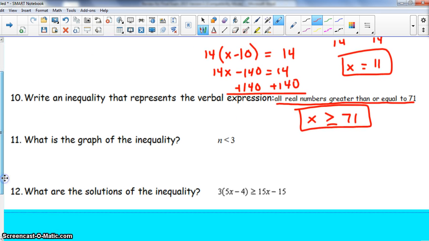For number 11, what is the graph? We draw us a number line. We put 3 in the middle. We know we're going to have an open circle because there's no or equal to underneath it. And then we read it. n is less than 3, so we need to shade all the numbers that are less than 3, which are the numbers on the left.